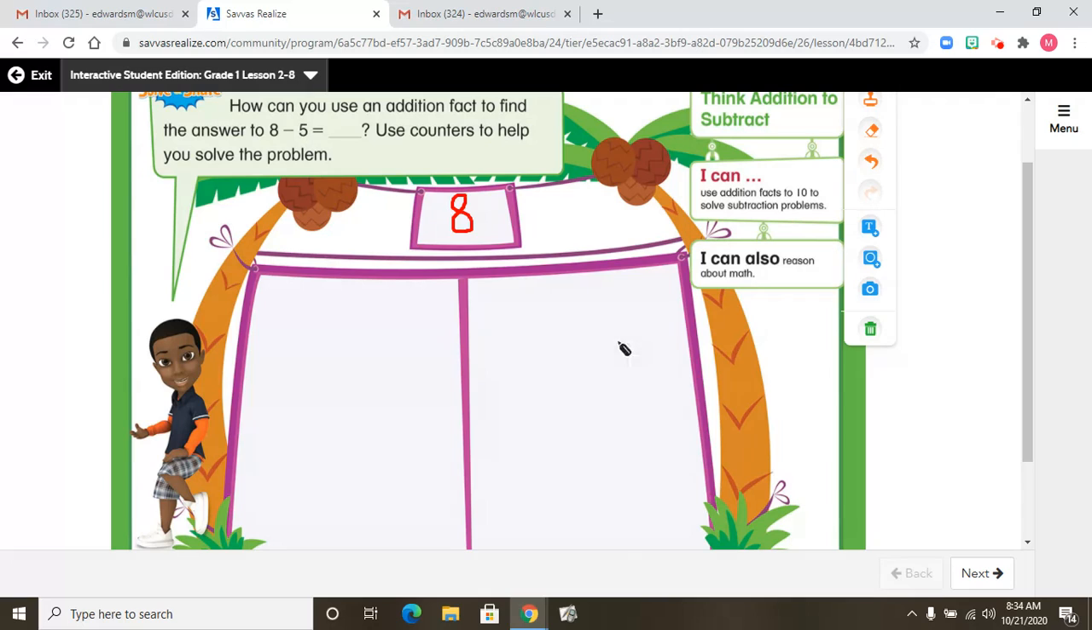Okay, so you could take your counters or your crayons, and we need to put 5 on either side. It doesn't matter which one. I'm going to put 5 red counters on this side. 1, 2, 3, 4, 5.